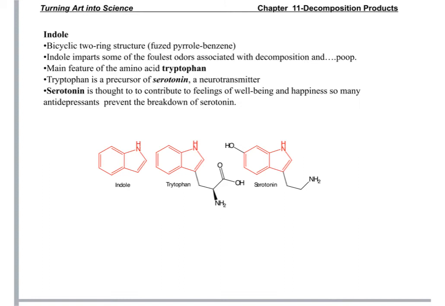Indole is bicyclic, so you've got two cyclic structures that are attached to one another. The indole imparts some of the foulest odors in decomposition and in poop. So it's a main feature of the amino acid tryptophan. Also, tryptophan is the precursor of serotonin, and that is the neurotransmitter that is going to give us the feelings of well-being and happiness, and is found in antidepressant medication.